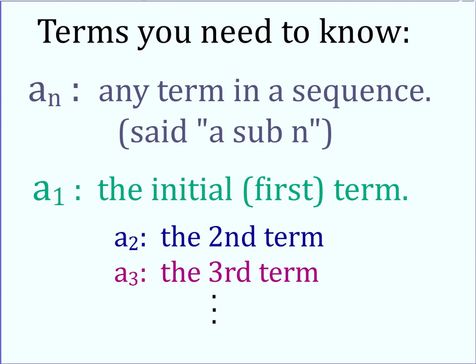Some important vocabulary for you to know. A sub n is how that's read. It refers to any term in a sequence. A is not necessarily the variable here. A represents any term, and the subscript n refers to the term number. So if I have A sub 1, that refers to the initial or first term in the sequence. A sub 2 would be the second term, A sub 3 the third term, and so on. If I wanted to refer to the 25th term in the sequence, I would write a sub 25.